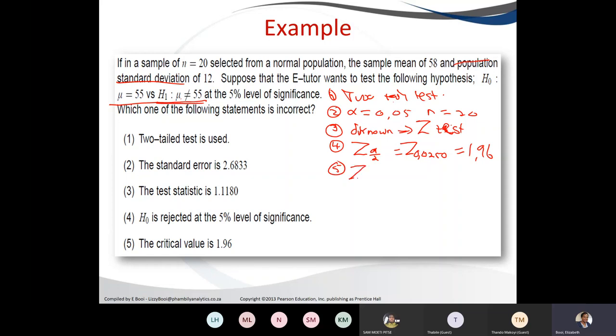Step number five, calculate your Z, which is sample mean minus population mean, divided by my standard error, which is the standard deviation over the square root of n. So substitute into the formula: the sample mean is 58, that is our x bar, and this is our n, and this is our sigma. Our population mean is always in the hypothesis testing, in your null or alternative hypothesis. Doesn't matter where you're taking it from. It's 55. Divide by my standard error, which is the standard deviation, 12, divided by the square root of n.